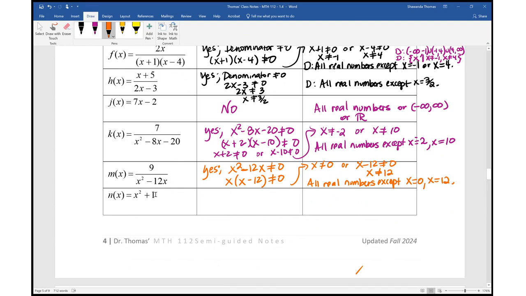All right, next, n of x equals x squared plus 1. There's no denominator. There is no fraction or radical, so no restriction here. All real numbers.